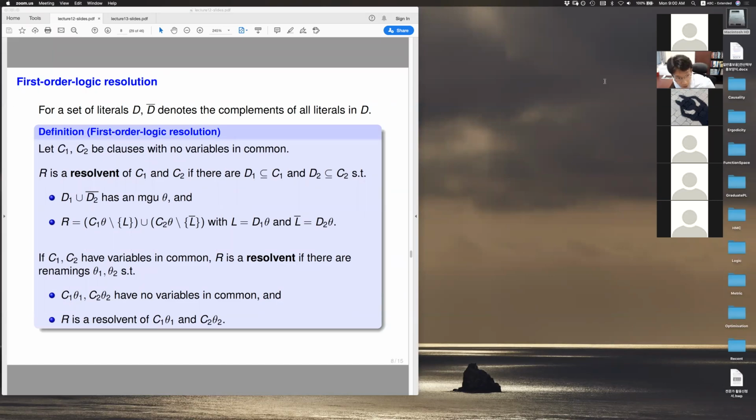Okay, so welcome back, and we're gonna finish. Today we're gonna finish the discussion on first order logic resolution. So here's a quick reminder about where we are.